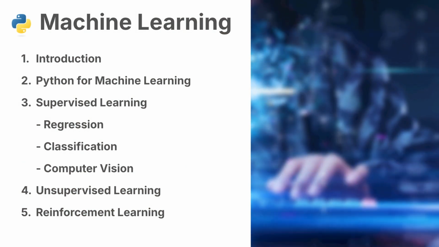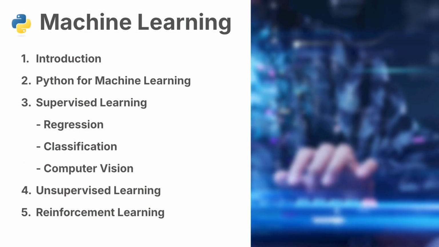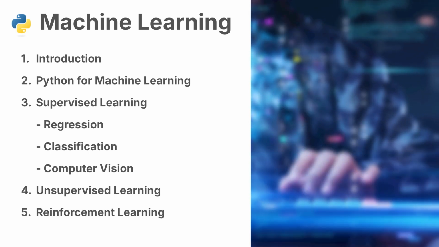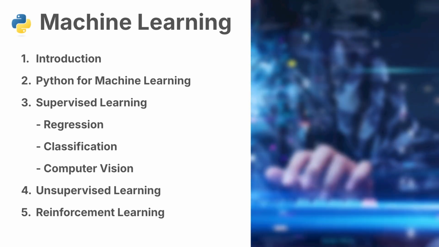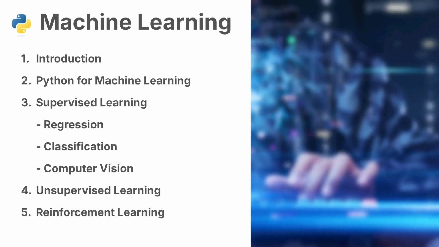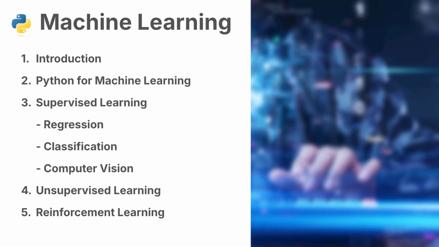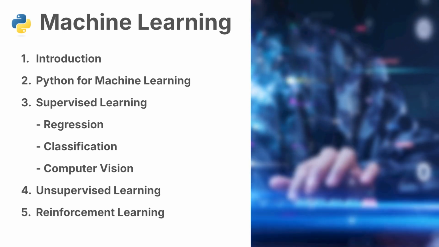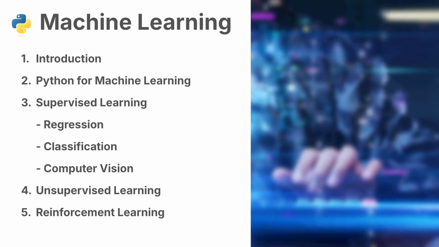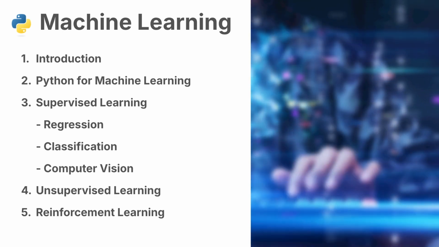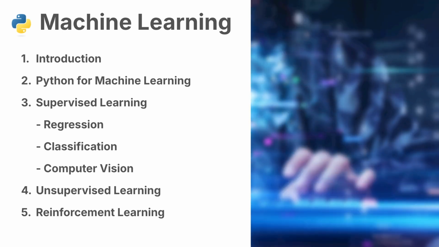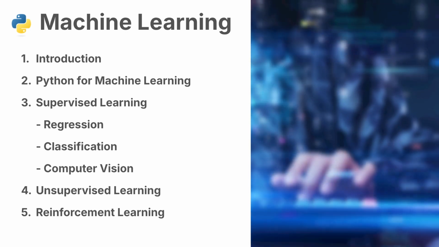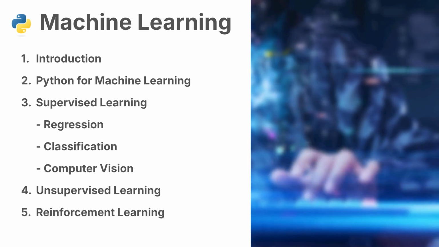Today we're diving into the world of machine learning, one of the most exciting and fast-growing areas in tech. In this lesson, we'll start by answering the big question, what is machine learning? Then we'll explore how it works, look at real-world examples, and break down the different types of machine learning like supervised, unsupervised, and reinforcement learning. We'll also touch on the differences between AI, machine learning, and deep learning to help you see the bigger picture.